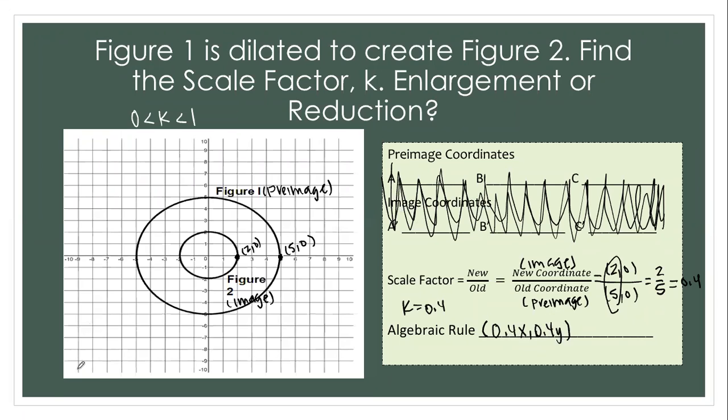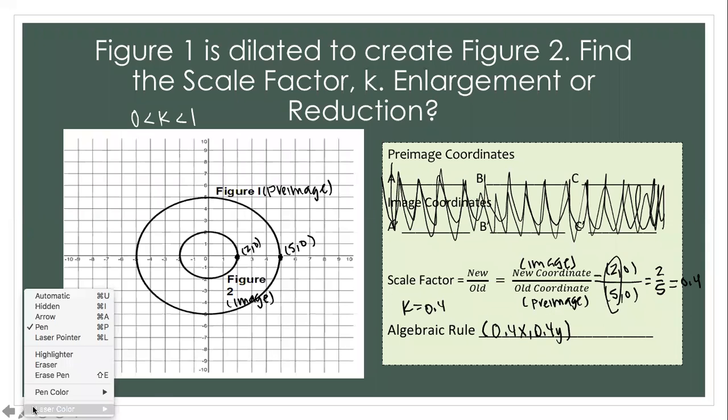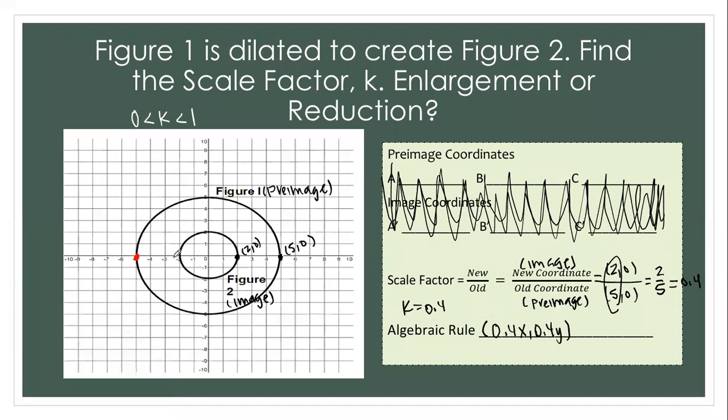Just like we said earlier, it doesn't matter which points you choose. For example, if I chose these 2 points instead, it would be the same answer. This is at -5, 0. This is at -2, 0. -2 over -5 is still positive 0.4. No matter which point you choose, they have to be corresponding points, meaning they're at the same spot on both figures, but it should not make a difference. No questions?